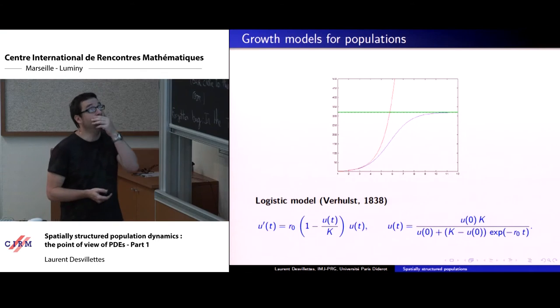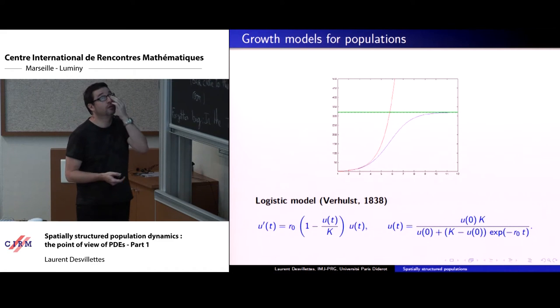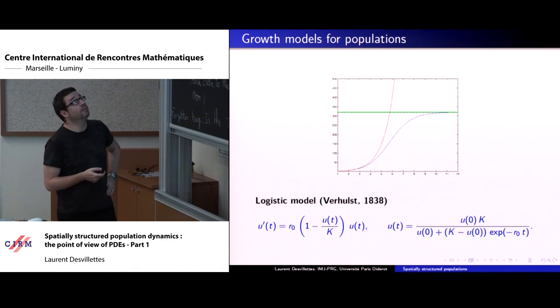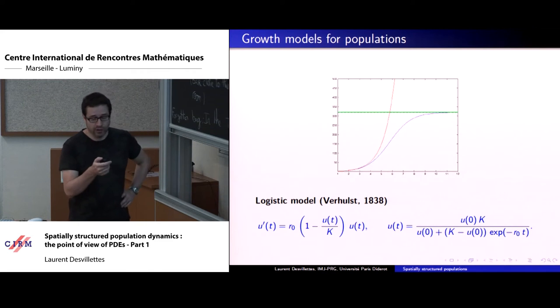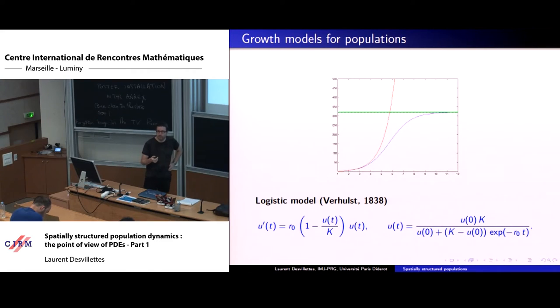Okay, so let me start with the very first reasonable population model. This is the logistic equation, which was already presented in many talks yesterday. So let me say a few things about the features of the modeling here. This was introduced in the first part of the 19th century. And the point is the following.